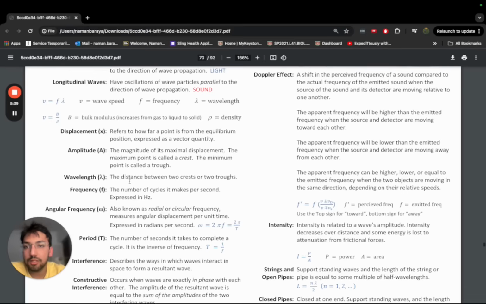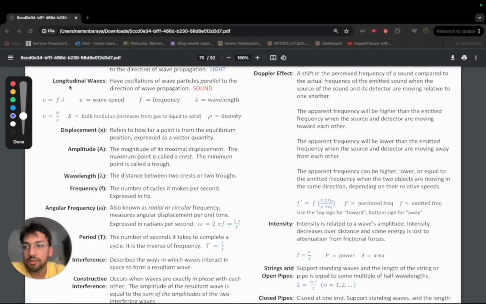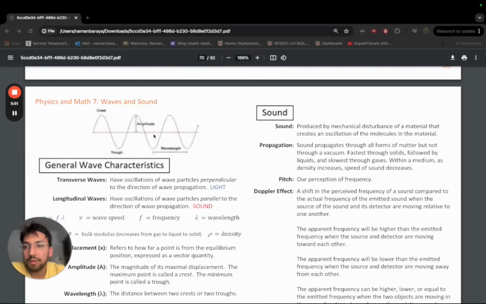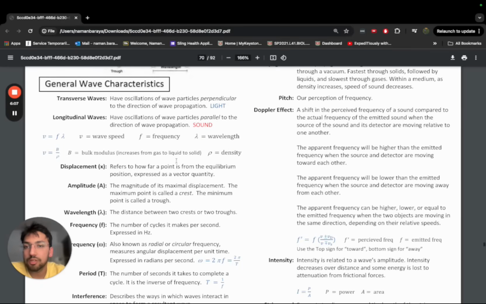Next we have all these equations. This is very important for you to know. You should know that wave speed is equal to frequency times wavelength. And then you should know that frequency is how many of these waves happen per second, or per unit of time. And then the wavelength is how long these waves are, right? And you measure it from crest to crest or trough to trough or any point to the next point. So that's how you measure wavelength.